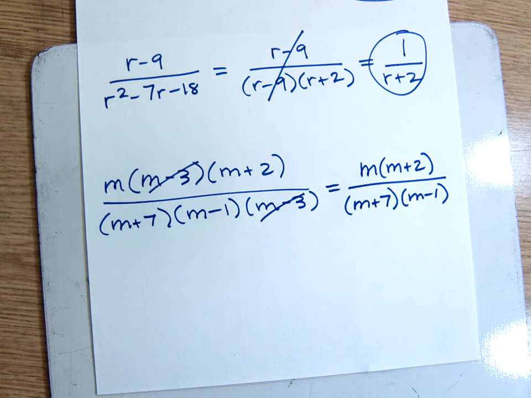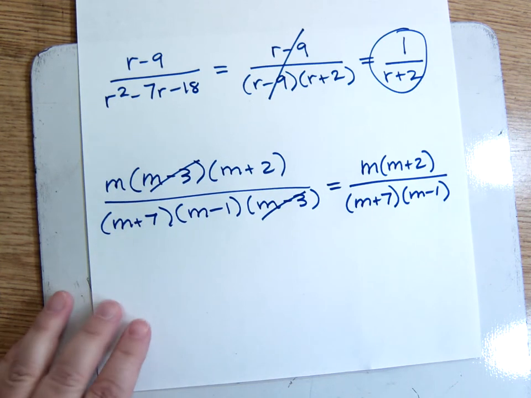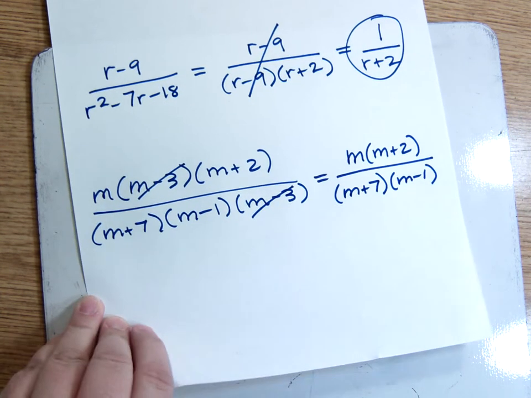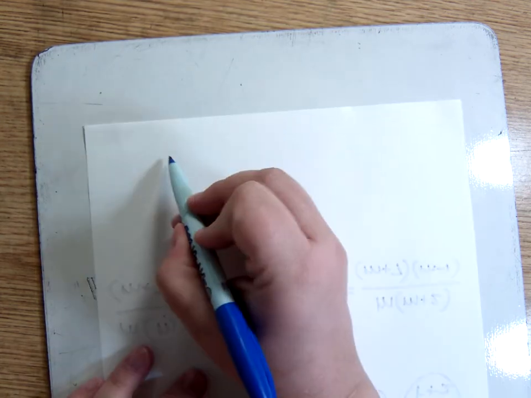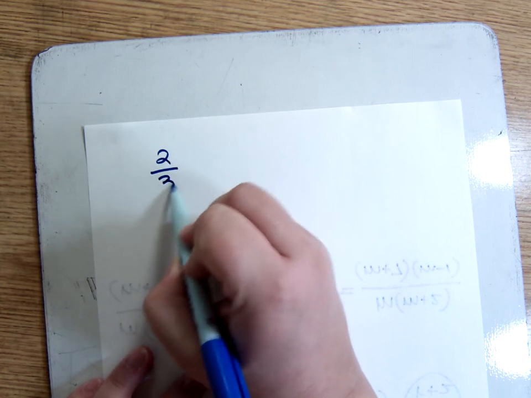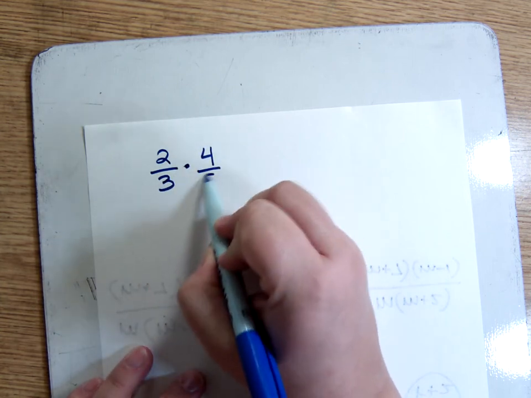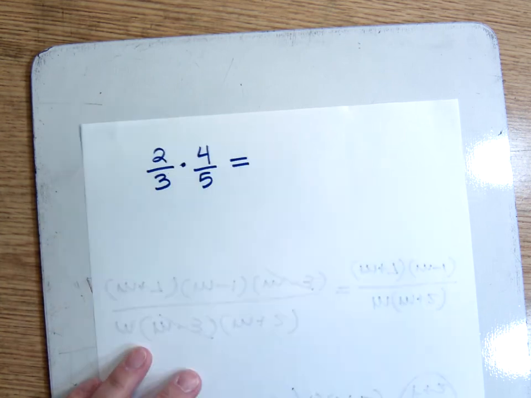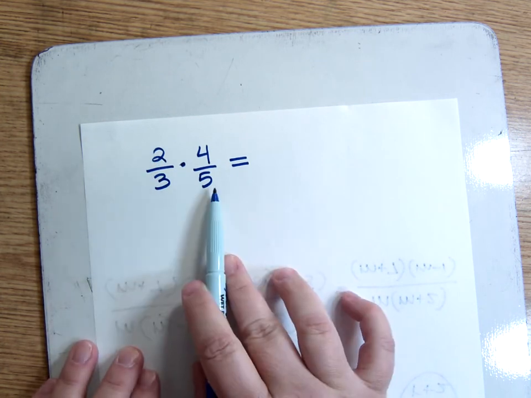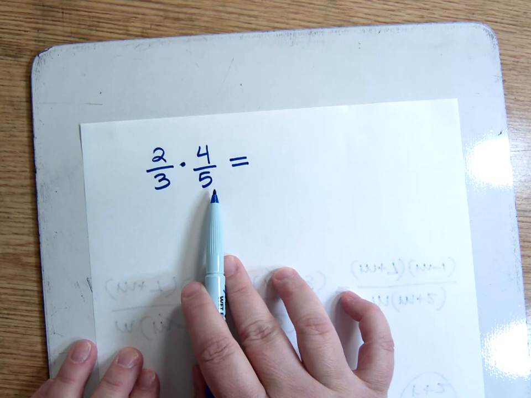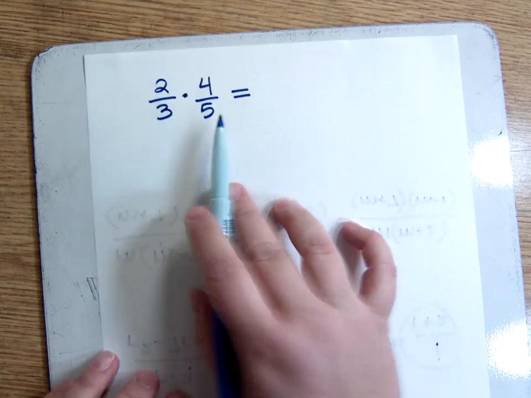Now, let's talk about multiplication, because really that's just adding one little thing. Let's go back to the basics first again. Let's suppose that I am multiplying 2/3 times 4/5. How do we multiply fractions? Well, the way we multiply fractions is top times top, bottom times bottom. We don't cross multiply. That's not something we do to multiply fractions.